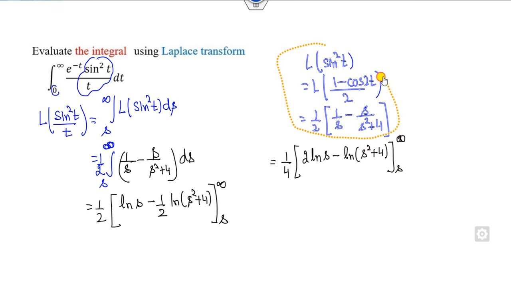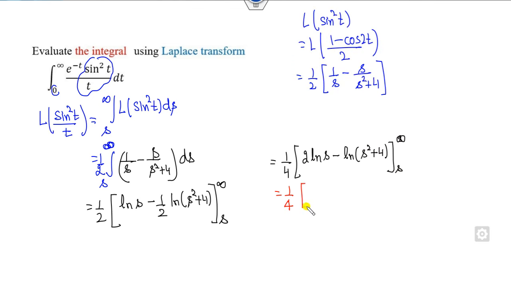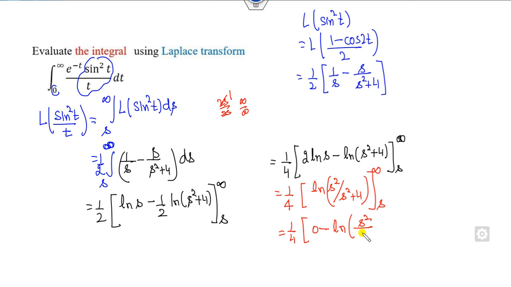Fine. Now it is 1 over 4. I can apply the log rule, ln of s square minus this, and write it as a single log. Now what is the limit when you substitute infinity? It's an infinity by infinity form, so I apply L'Hopital's rule. It's 2s over 2s, that's a 1. ln 1 is 0. So it is 1 over 4 times minus ln of s square over s square plus 4.